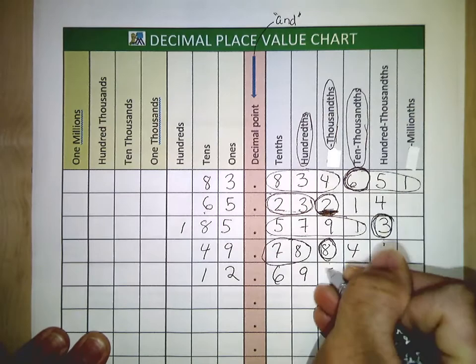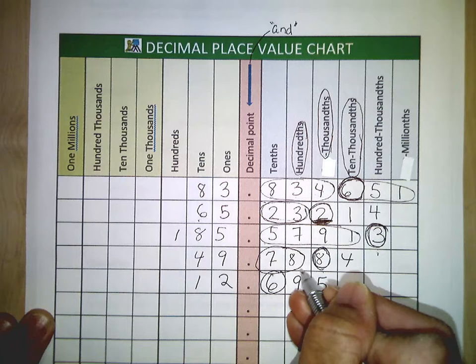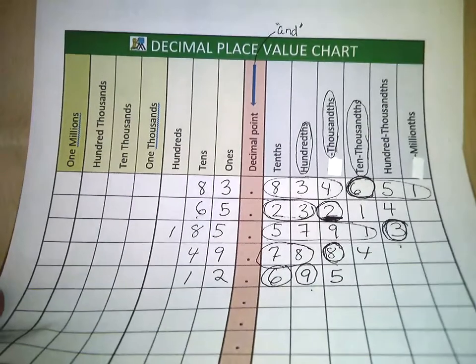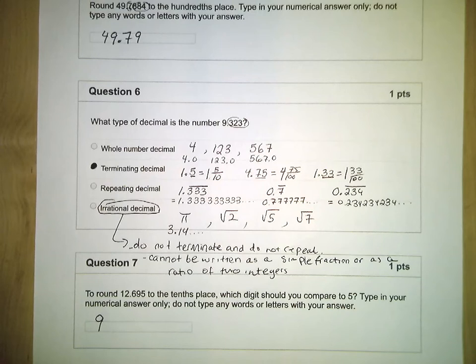Well, we have 12 and 695 thousandths, and we want to round to the 10th place. So here's the 10th place, and I look one digit to the right of that, and so the one that I'm trying to see if it's 5 or higher is the 9. So that would be the 9. So it's not actually asking us to round the number, it's just asking us what number will we look to use to round the number.